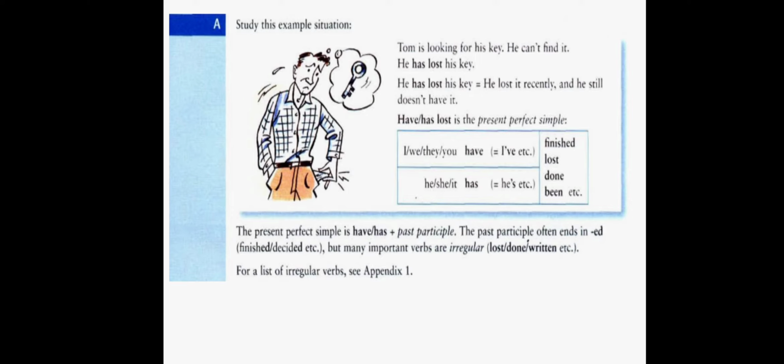But many important verbs are irregular. For example, the verb lose becomes lost. The verb do becomes done, and the verb write becomes written.